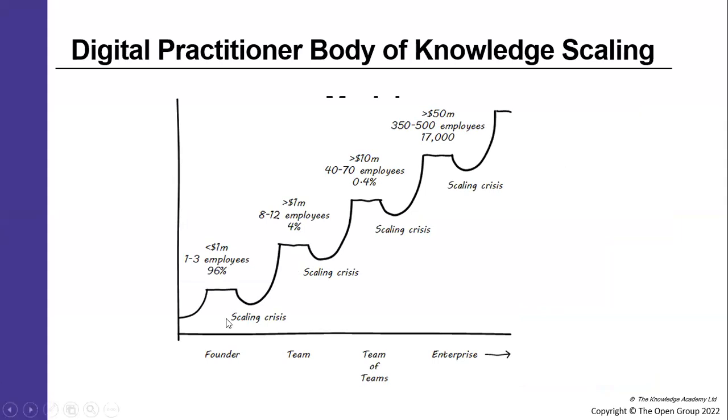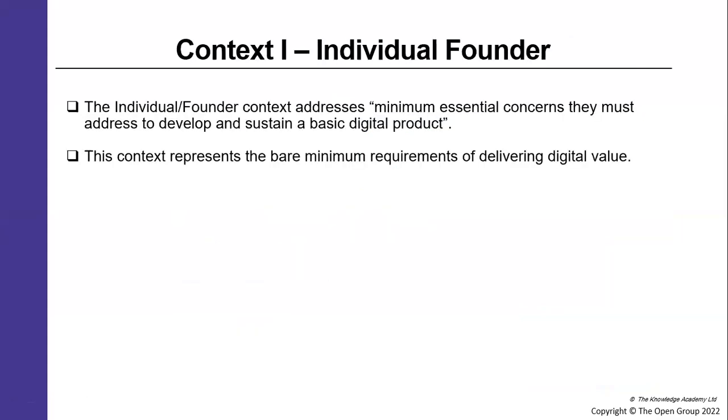The question will be about the Digital Practitioner Body of Knowledge scaling levels, and they may give you four options. For example, which is the wrong one. They give you all four options and one will be incorrect. Something like that. So here we go.